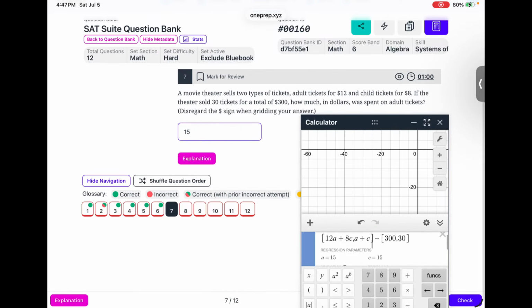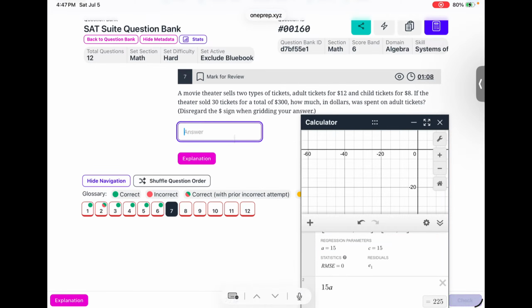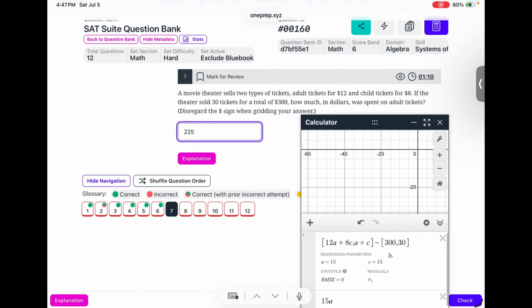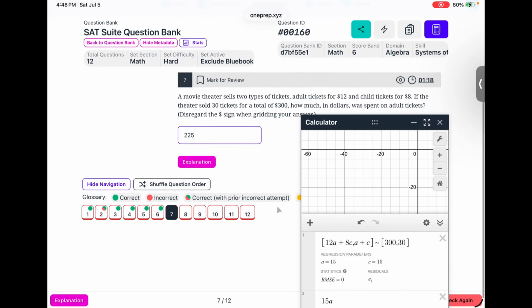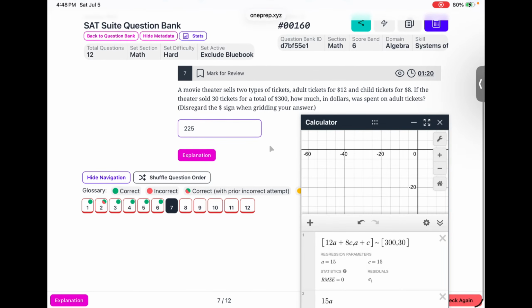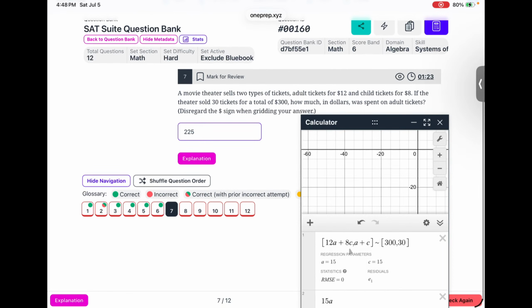But then we need how much money was spent on adult tickets. So it's actually going to be 15A, which is equal to 225. Like that. If we check that real quick, it says it's wrong. So let's see what we did wrong here. So 2 types of tickets, adult for 12, children for 8. They sold 30 tickets for a total of 300. How much in dollars was spent on adult tickets?